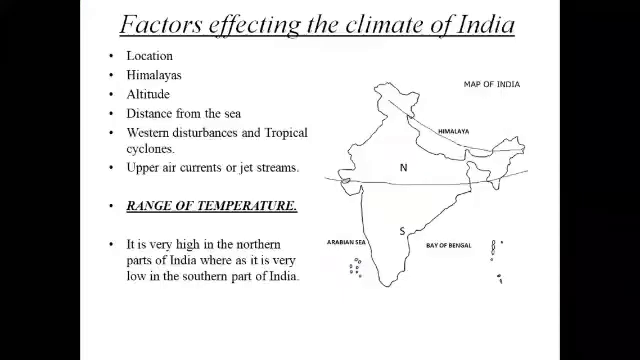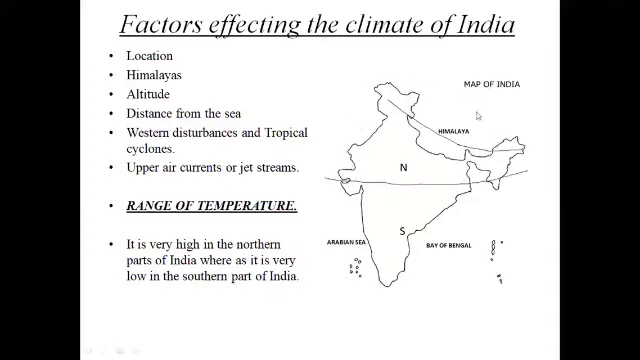Now, let us see the factors affecting the climate of India. The first factor is location. Now, in the northern part of India, we have the Himalayan mountains. Look at the cursor on the computer screen. This is the Himalayan mountain. This entire region is surrounded by land surface, meaning the northern part of India is bounded by land surface.